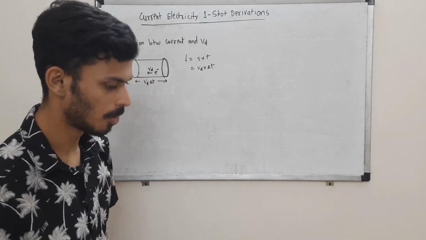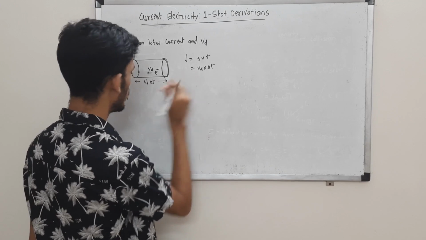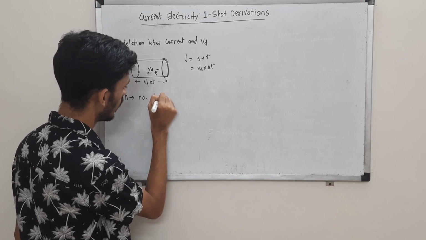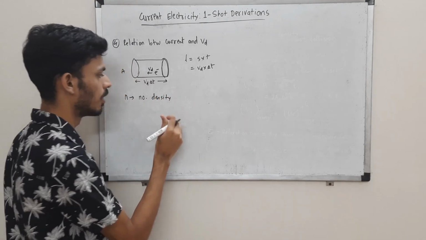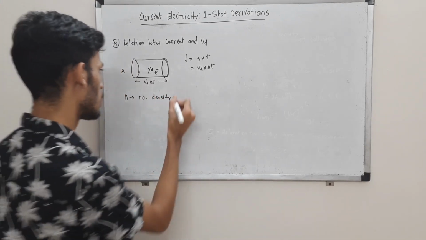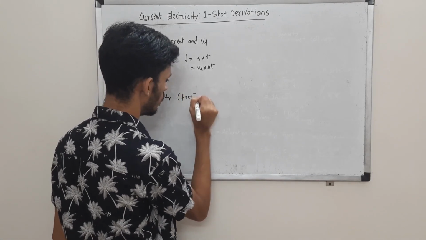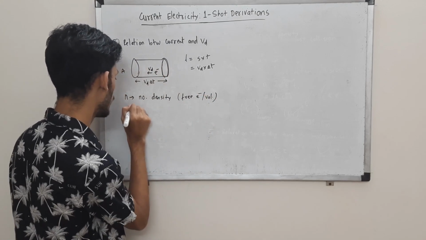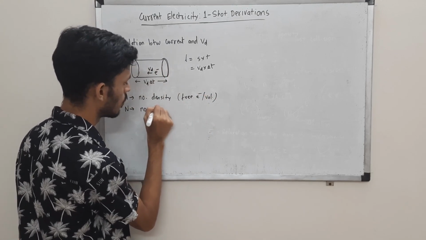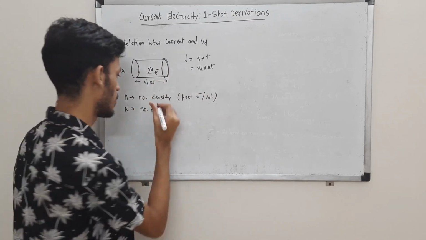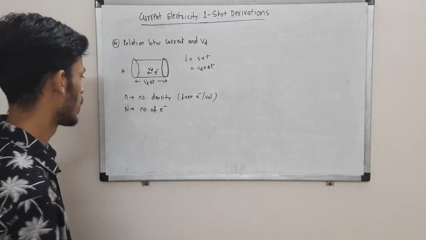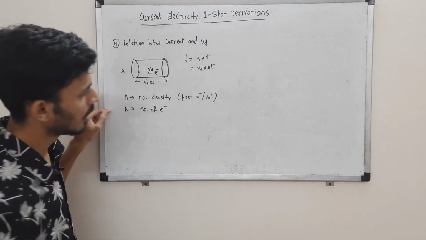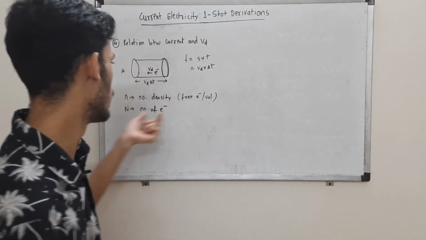Basically small n we use for number density, which is the number of free electrons per unit volume, and capital N we will use for the number of electrons. This is not per unit volume, this is basically the number of electrons. So this number density can be expressed as capital N by V. So this is the number of free electrons.